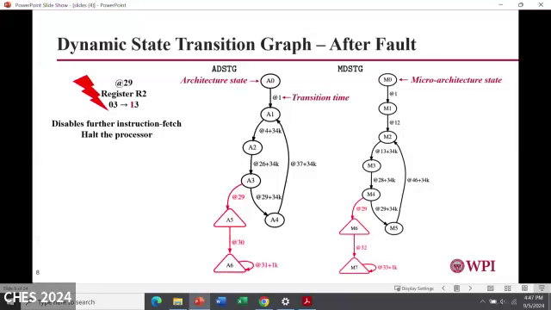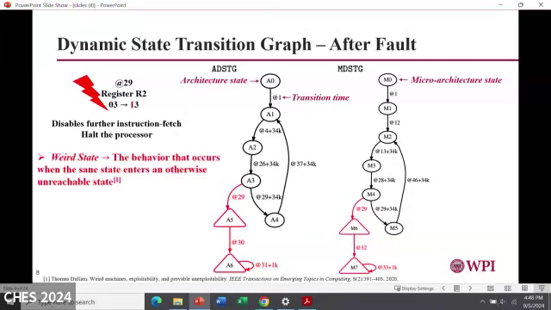Now we can see that at clock cycle 29, there's some path being generated, and new states are generated as triangles until we hit A6 and M7, and now we enter this self-looping stage. It tells you that the CPU is no longer continuing, and it's stuck in one stage. We call all these newly generated triangle states weird states, which are the behavior that occurs when a sane state enters an otherwise unreachable state. And the collection of all possible weird states, we call the weird machine.